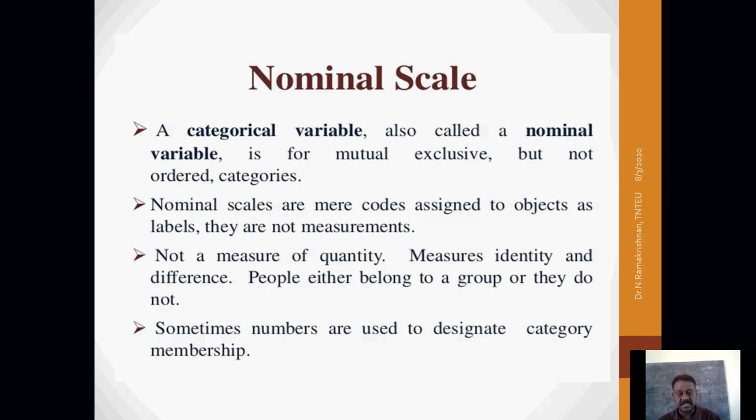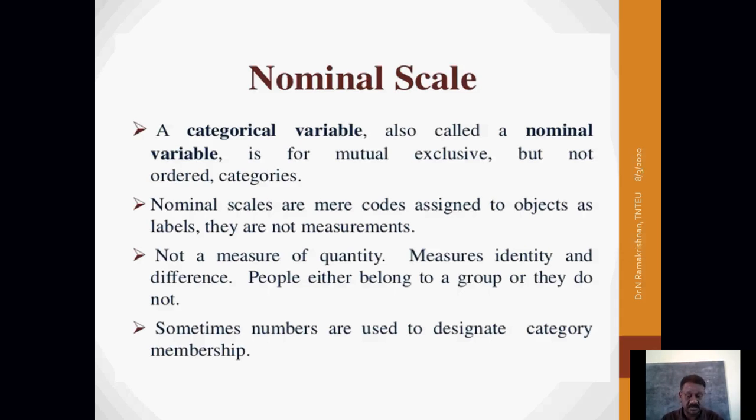Nominal scale measures identity and difference. People either belong to a group or they do not belong to it. So in the classroom itself, we can categorize people, men, women, transgender, like that. That's nominal scale. Then sometimes numbers are used to designate category membership. Numbers are given.